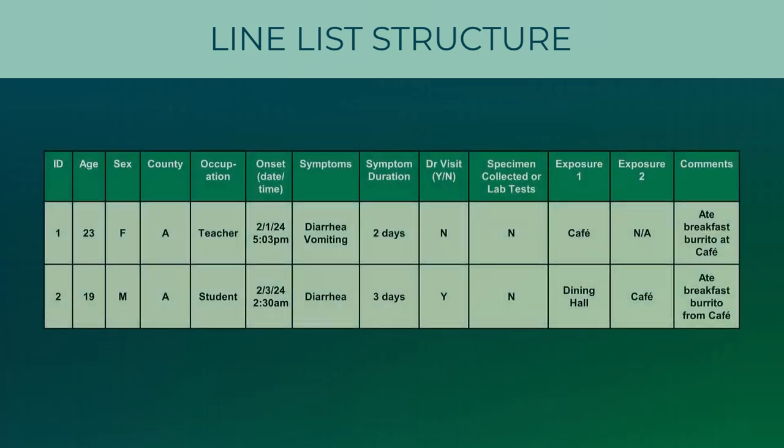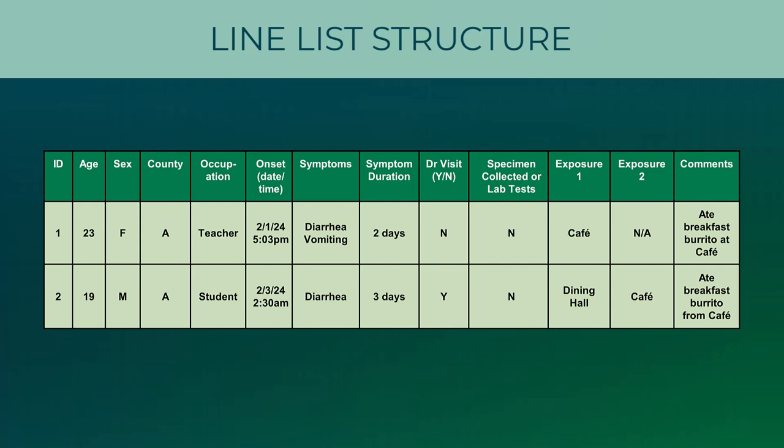This is an example of a basic line list that an epidemiologist may start with at the beginning of an outbreak investigation. Each horizontal row represents a single individual associated with the outbreak. Each vertical column represents a variable of interest or characteristic related to the individual listed in the row. The contents of the columns will depend on the details of the investigation.